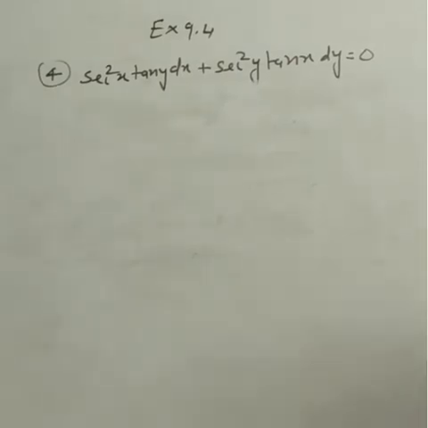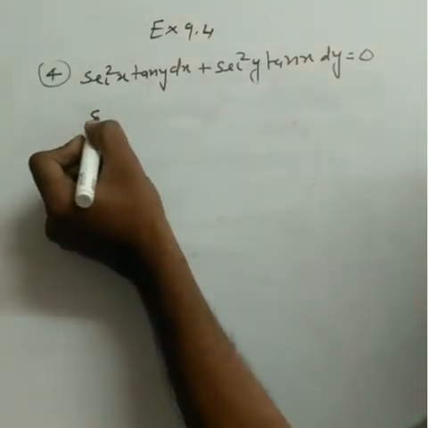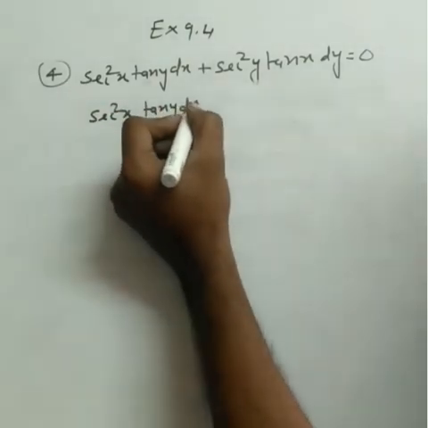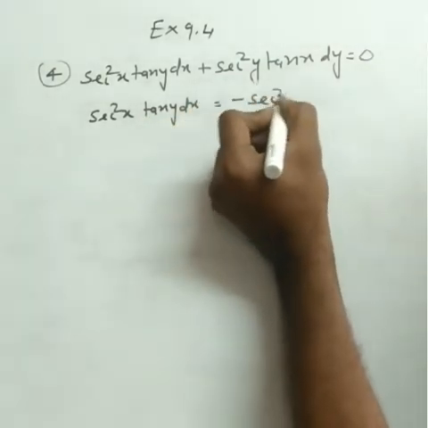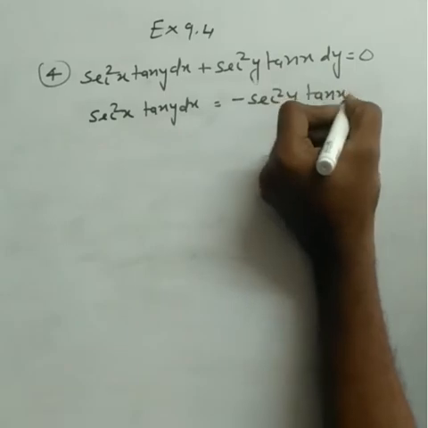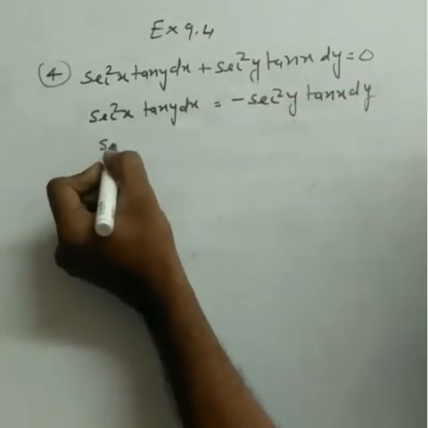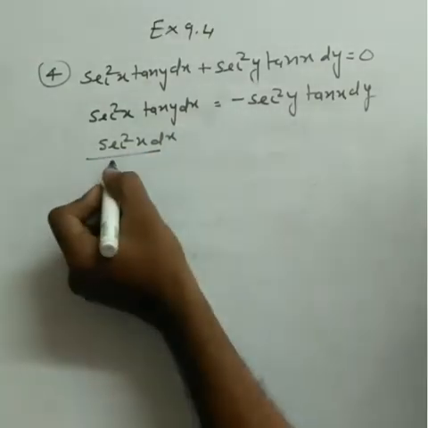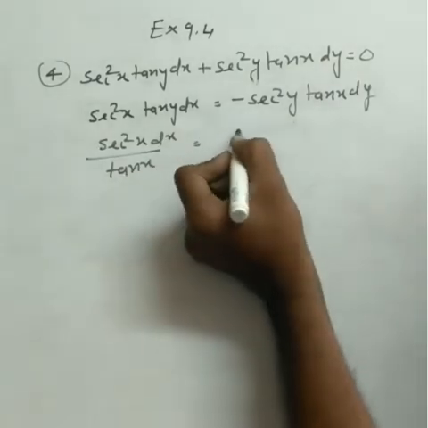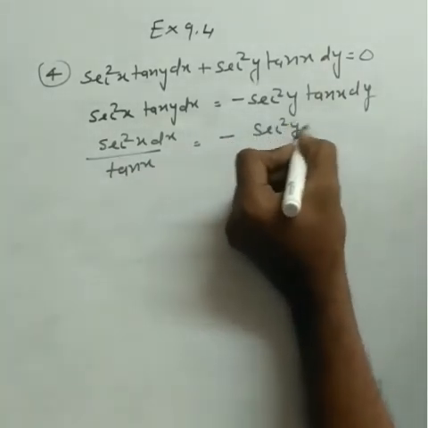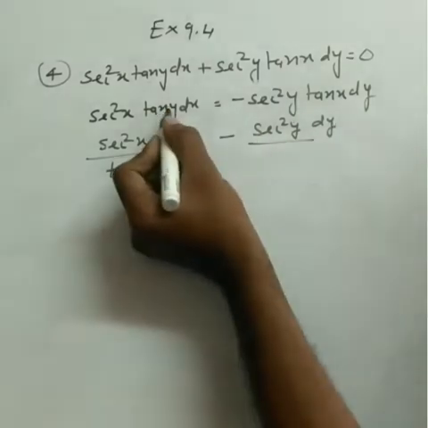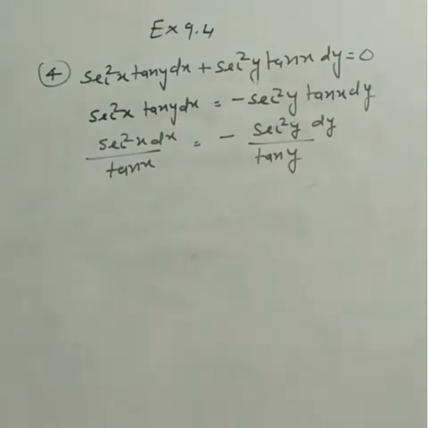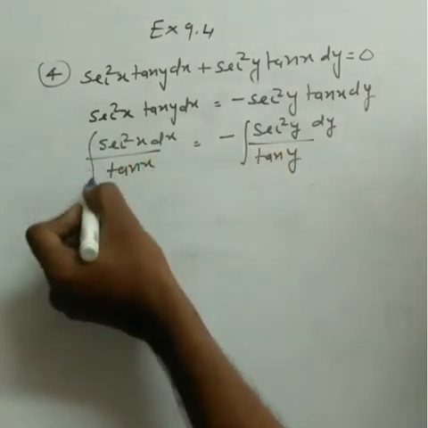Here we try to separate the variable. It is sec square of x tan y dx minus sec square y tan x dy. Sec square x dx, shift this tan x here, minus sec square y dy, shift this tan y here. Now the variables are separated. We can integrate it.